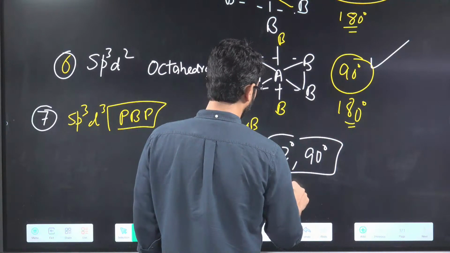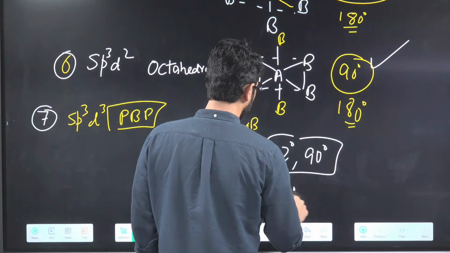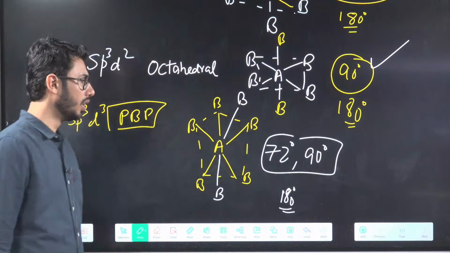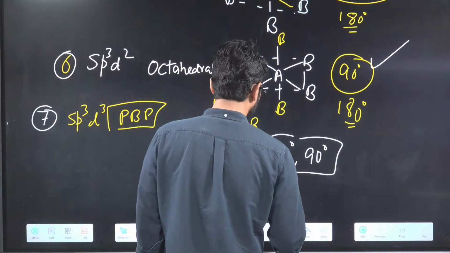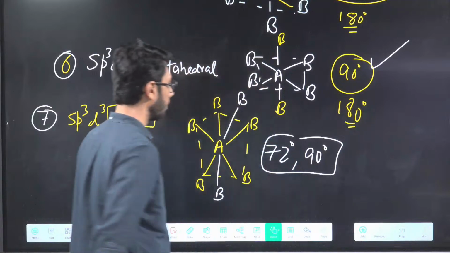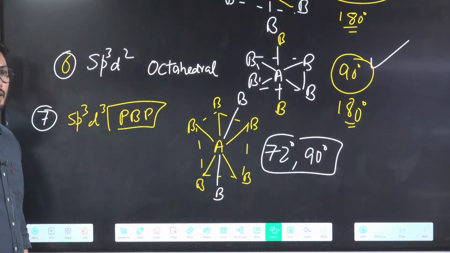All adjacent bond angles like this. 180 possible, yes, which are opposite. So it's up to you, you mention that one or you can skip that 180 here, because whenever bond angles are mentioned, they are adjacent bond angles given.